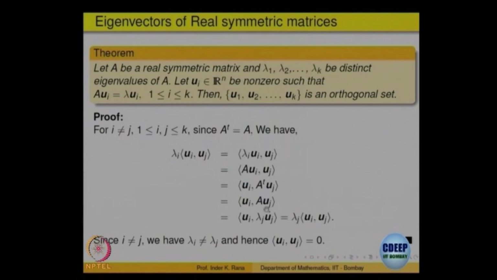Is it clear? Because these are distinct, lambda i is not equal to lambda j, I can take it on the other side and divide by that, because that is not 0. So I get the dot product of ui and uj equal to 0. So we get that the eigenvectors corresponding to distinct eigenvalues of a real symmetric matrix are not only linearly independent, they are actually orthogonal to each other.